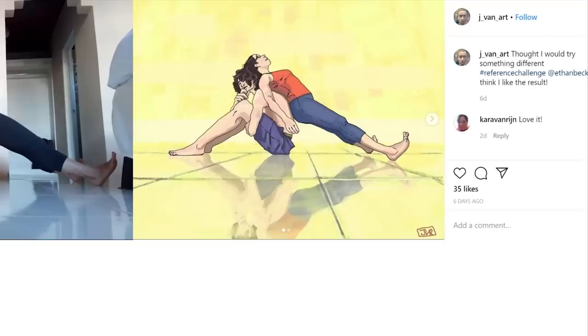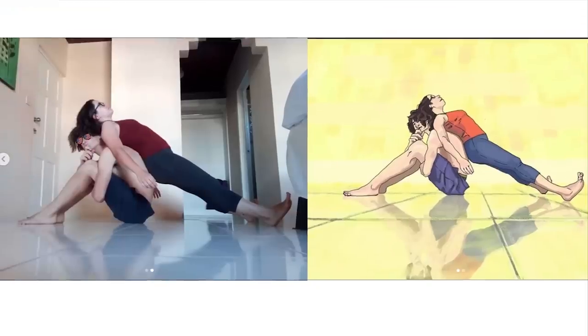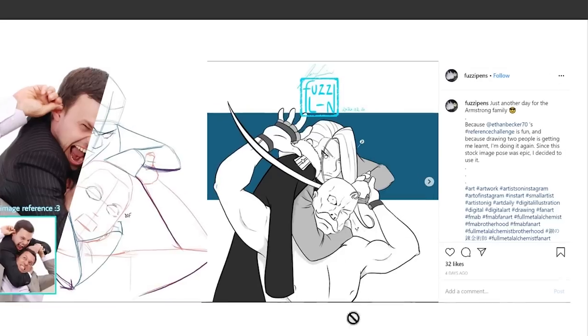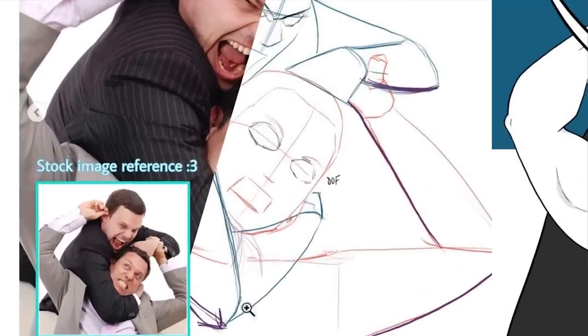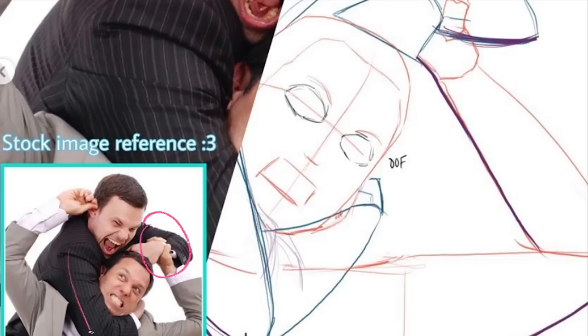Nothing to say about this one. It's just cool. I like the pose. Very artsy. Good job on the execution of the drawing, but the photo reference is, well, I mean, I guess it's working. You've definitely got character interaction, and I guess it does have movement.